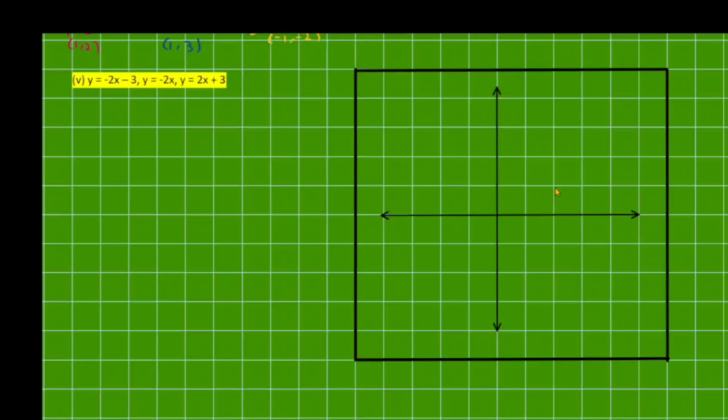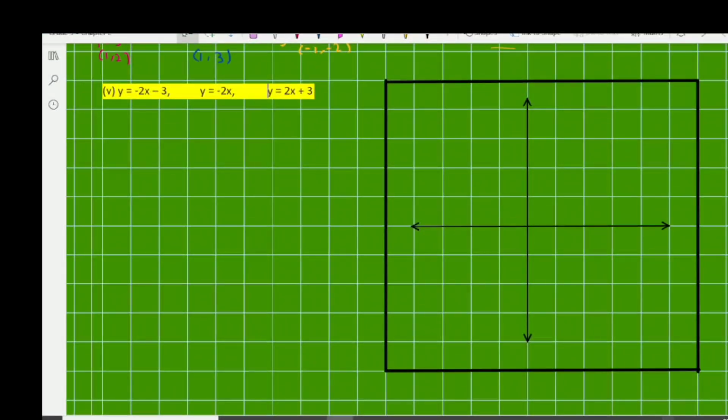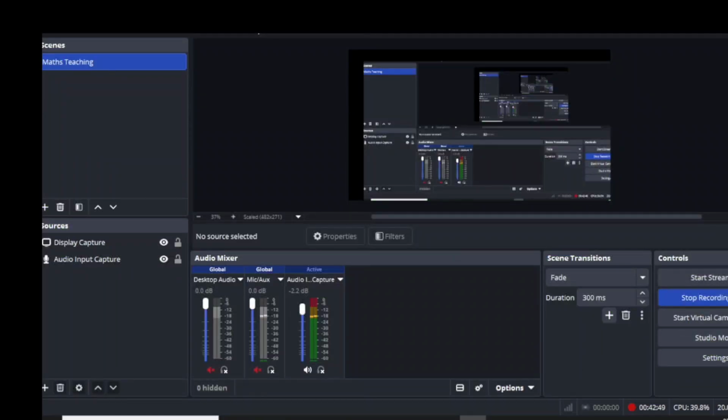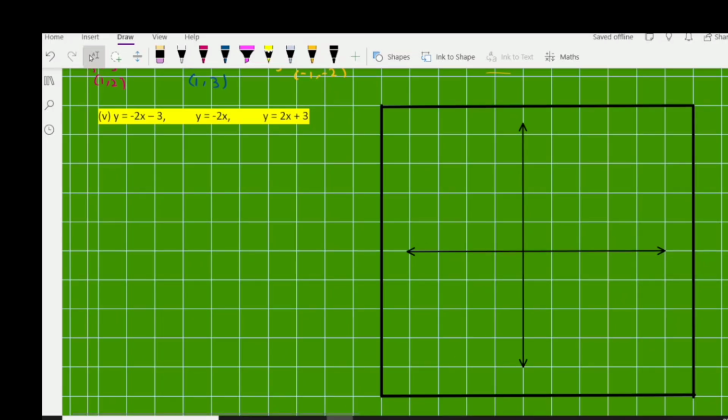Then the next question. In the first equation, what is given? Again, we have three equations, the same way, like the previous sum. In the first case, A is minus 2, B is minus 3. Second case, A is minus 2, B is 0. Third case, A is plus 2, B is plus 3.